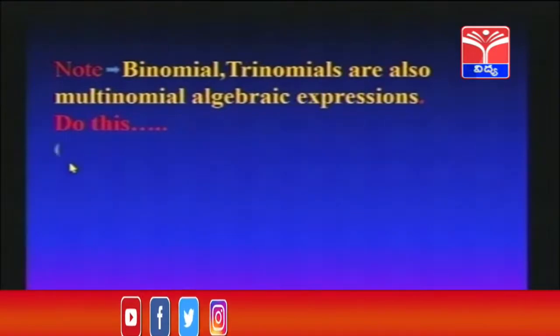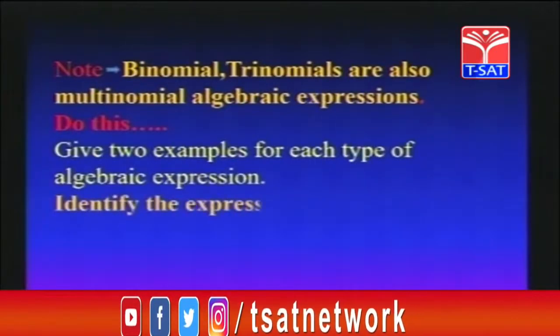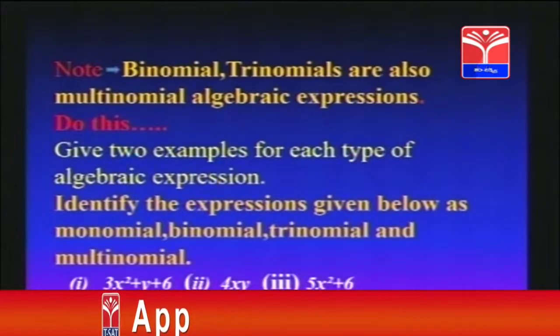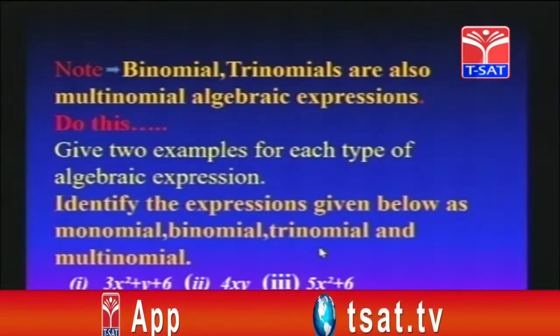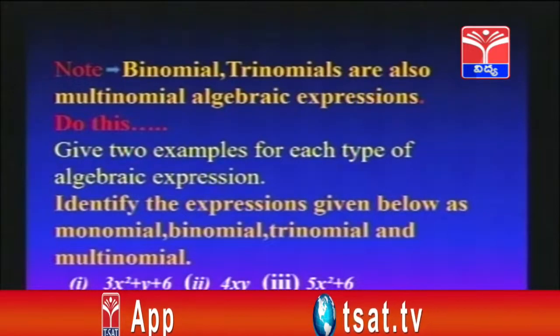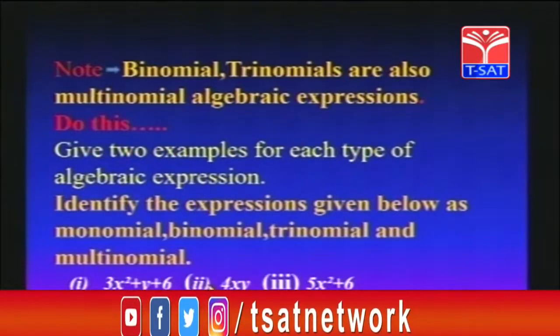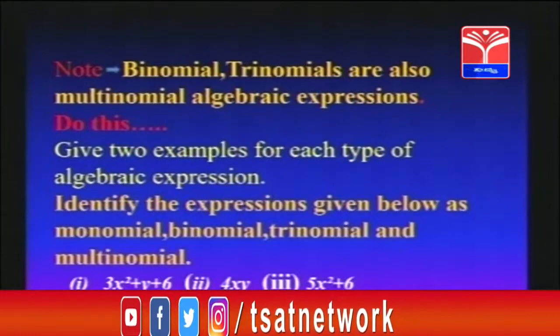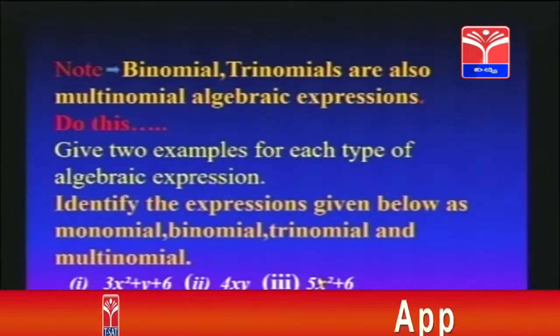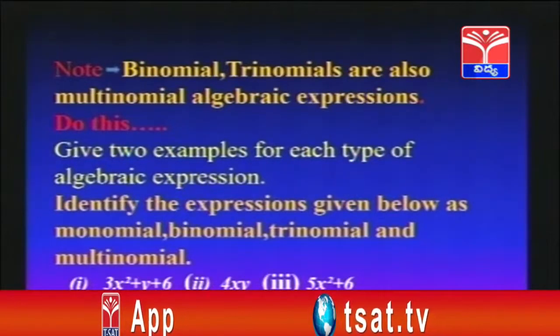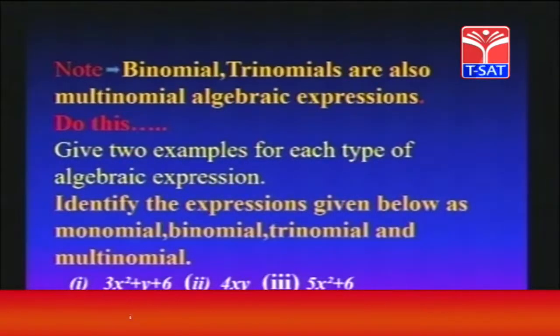Now do this. You can give 2 examples for each type of algebraic expression and identify the expressions given below as monomial, binomial, trinomial and multinomial. You can see here 4 examples are given. In this first one you have 3 terms, so it is a trinomial. Here you have 1 term, so it is a monomial. Here in this expression you have 2 terms, so it is a binomial. In this last expression we have 4 terms, so it is called a multinomial.